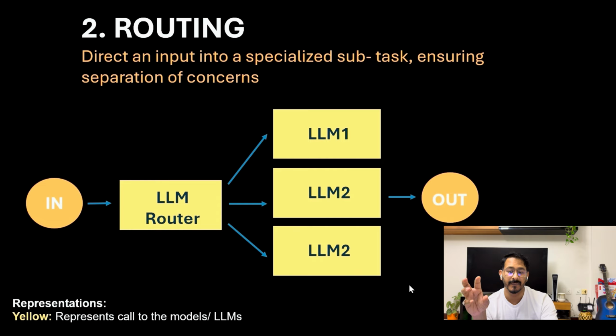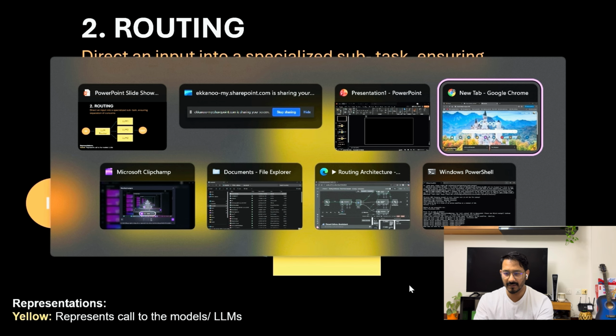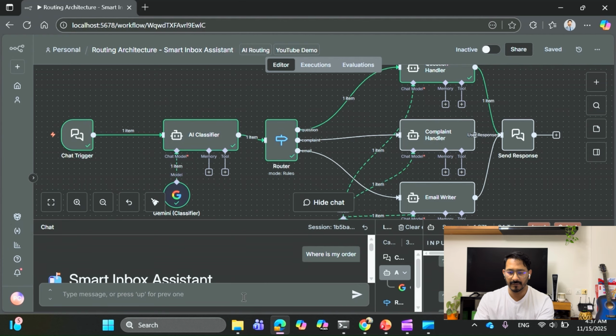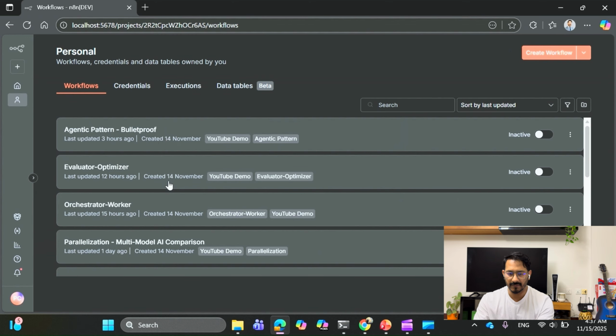And also, see, there is no software or code in between, like what we saw in prompt chaining. These are all LLMs. The LLM now tries to understand the input and then routes it to the different specialists that it has. So let's go into our n8n and see the router's job. Okay, so here is what I have created, give me a second please.